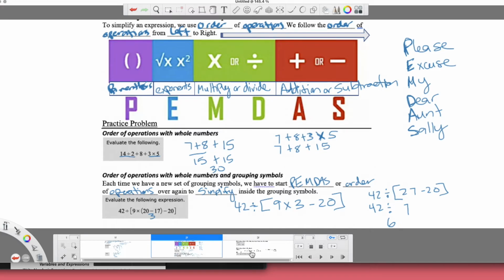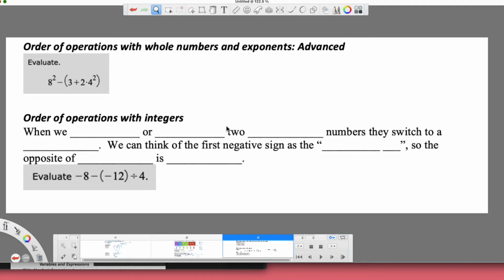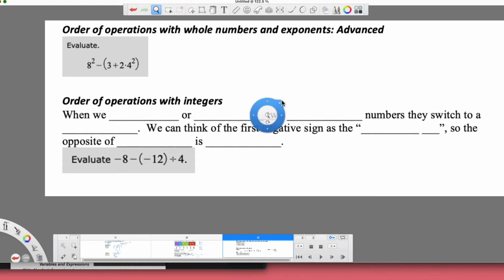All right, let me zoom out a little bit because this one's a little bit too big for our screen. Okay. So now we're going to do order of operations with whole numbers and exponents, and this is the advanced. I think you're going to get the basic one and the advanced one. So we're just practicing the advanced one on this video. So we're going to evaluate. That means we're going to actually go through and say, what does it equal? I know we don't have an equal sign here, but we can evaluate this based on what we know about this.